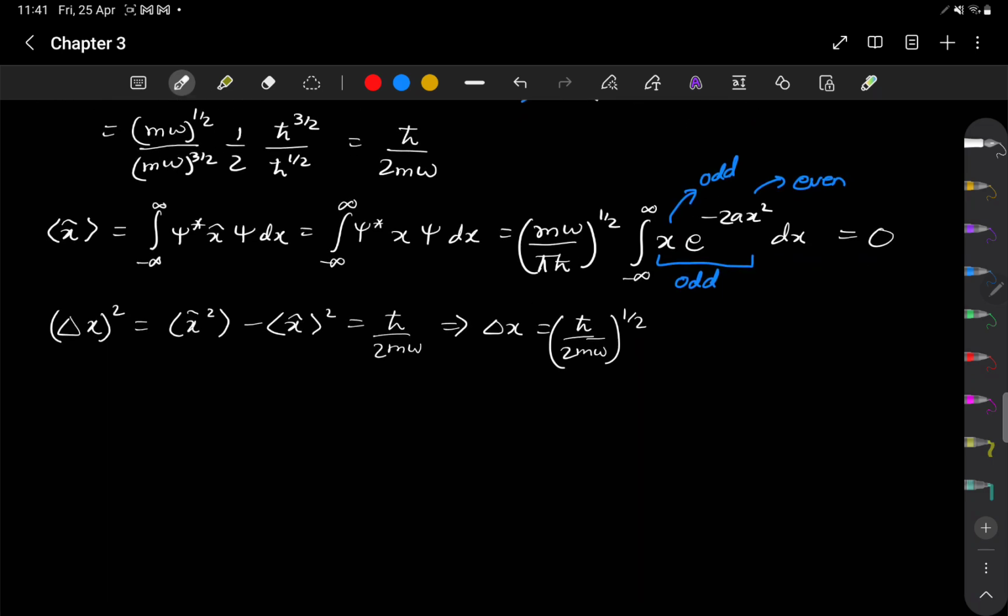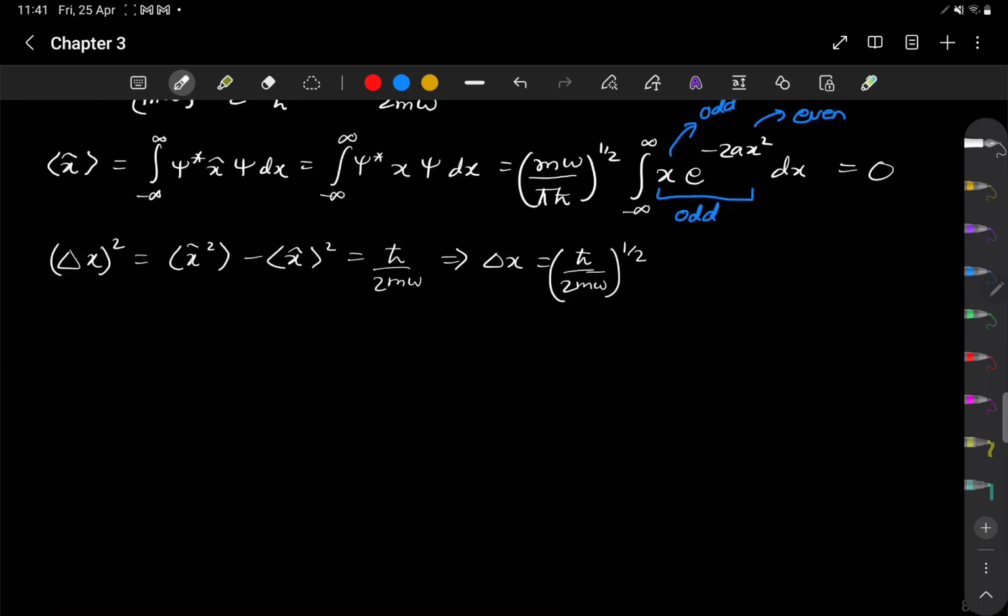Now similarly, we need to find for the momentum operator as well. So for the momentum operator also, we need to find out the variance. So first let us look at the first term, which is the expectation of the momentum squared operator.